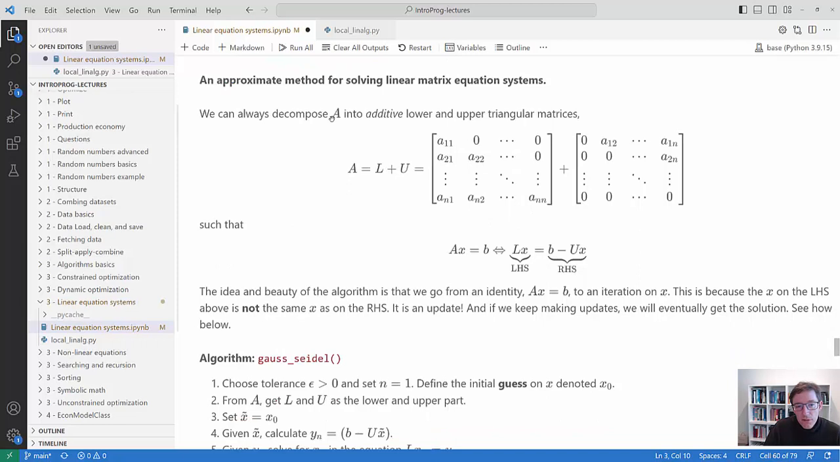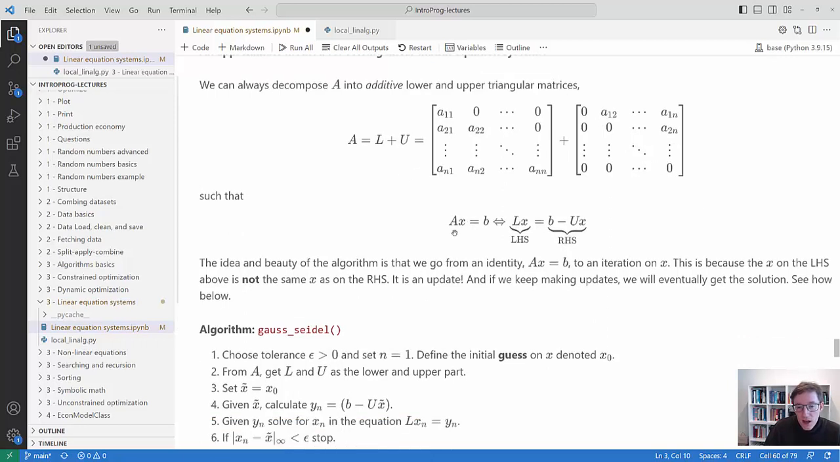So we can always decompose a matrix A into a lower and an upper triangular matrix. Now these are additive and not multiplicative as they were before. So we just split it up in a lower and an upper, where in the upper we put zeros on the diagonal. And now you can write the equation system Ax equal b as a left hand side, which is Lx, and then a right hand side, which is b minus Ux.